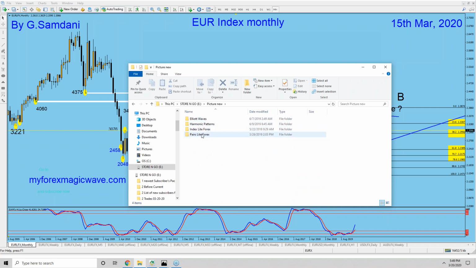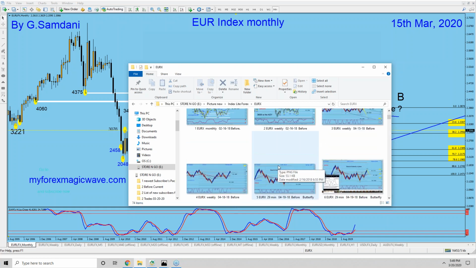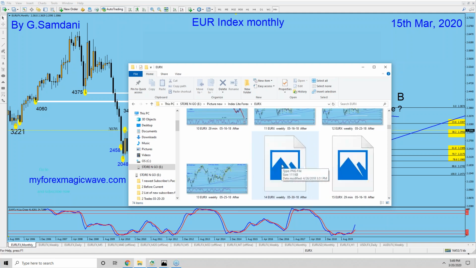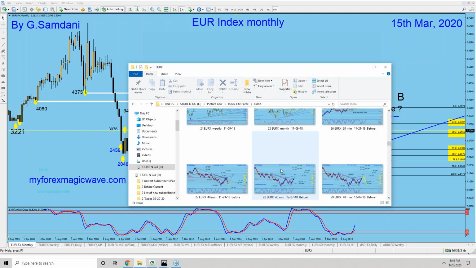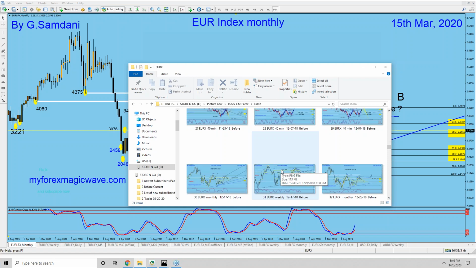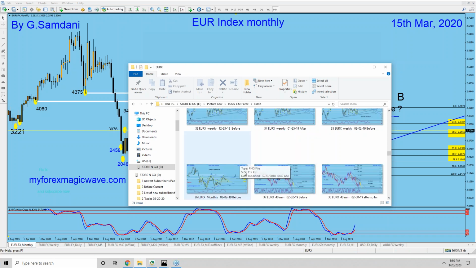I should have opened the index pair, no, euro, and let me see. Just bear with me a few minutes, and we're going to get it. Where's the monthly chart, man?